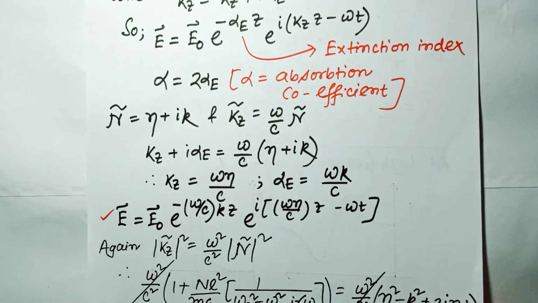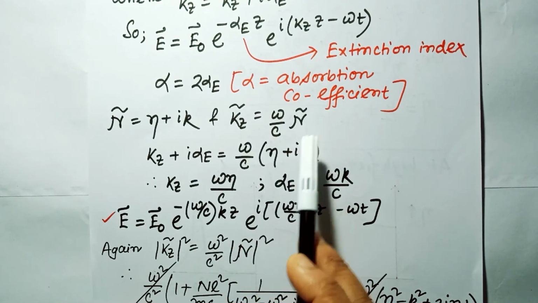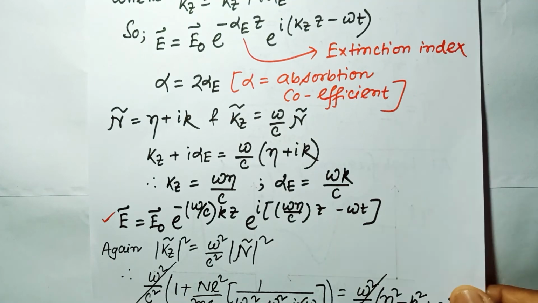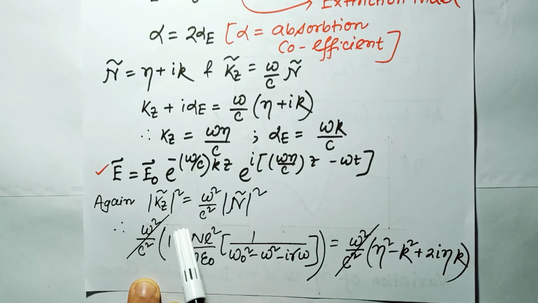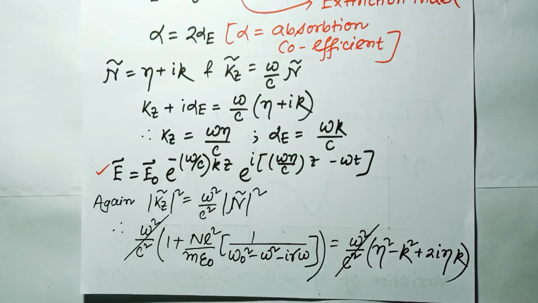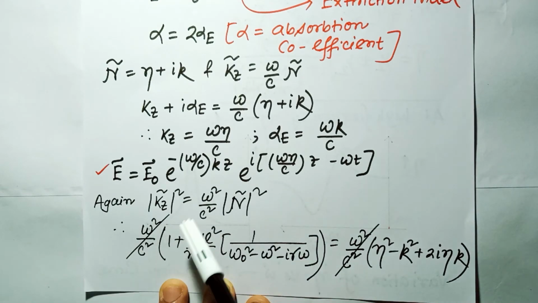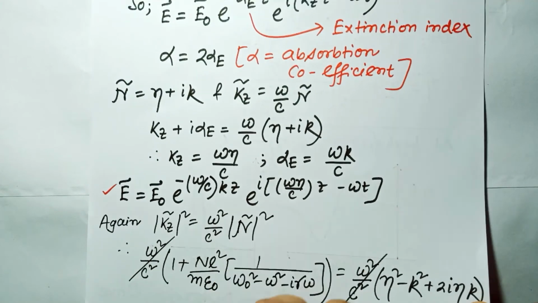Now from the relation kz complex is equal to omega by c times N complex, if I square both sides, the magnitude of kz square is equal to omega square by c square times the magnitude of capital N, the complex refractive index, squared. So omega square by c square times this factor is equal to omega square by c square times eta square minus kappa square plus twice i eta kappa. Now from this I cancel omega square by c square.